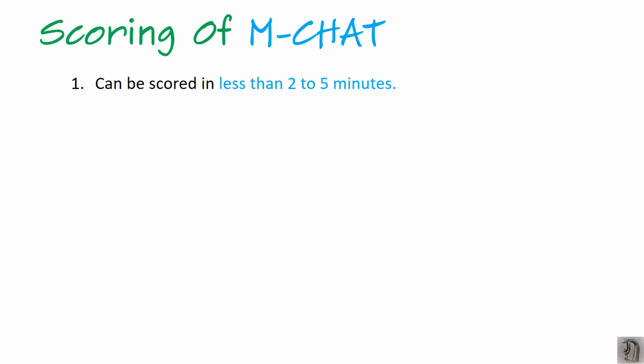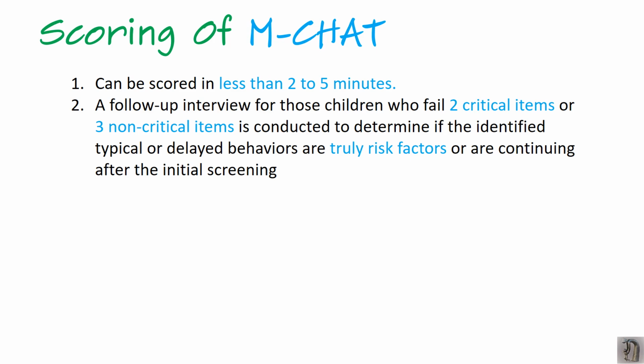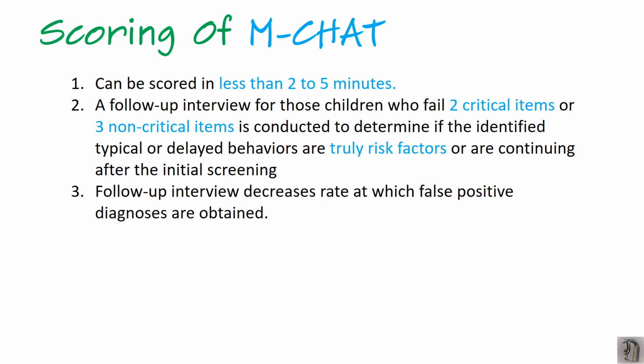Scoring of the M-CHAT can be finished within 2 to 5 minutes. It's very easy. Then follow-up interviews are for children who fail 2 critical items. That means if the child fails 2 critical items, they will be called for follow-up interviews to find out more information. I will show you how this is conducted. We will also discuss what are critical and non-critical items. Follow-up interviews decrease the rate at which false positive diagnoses are obtained. So that is very, very important.